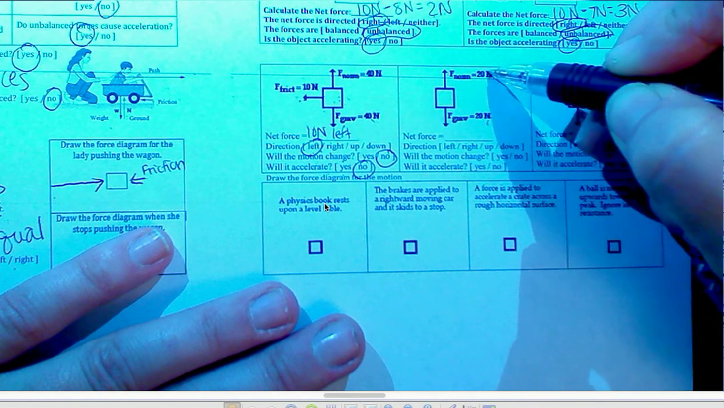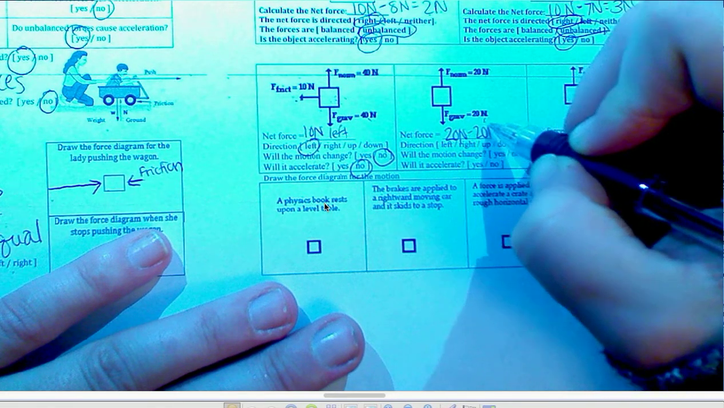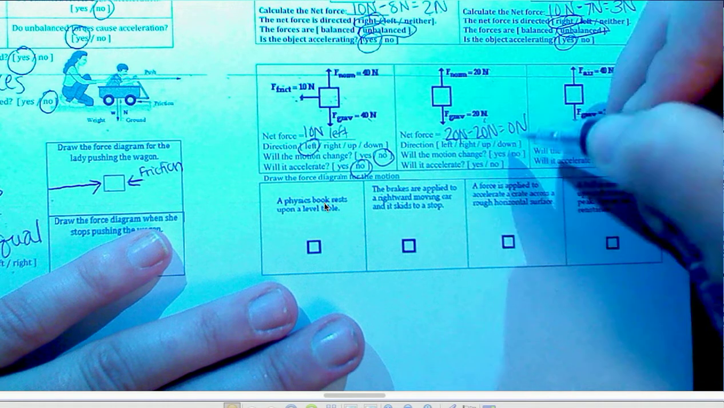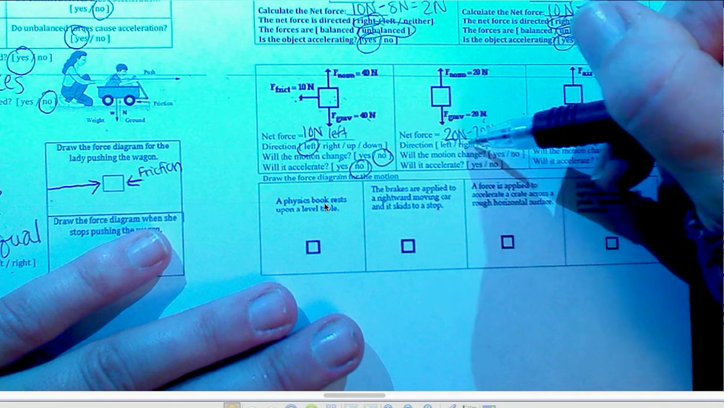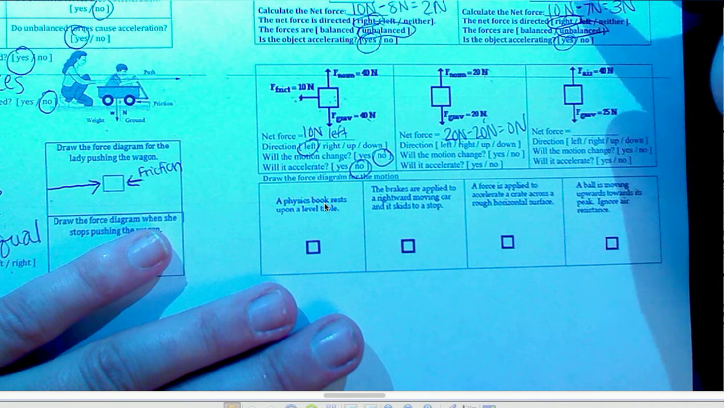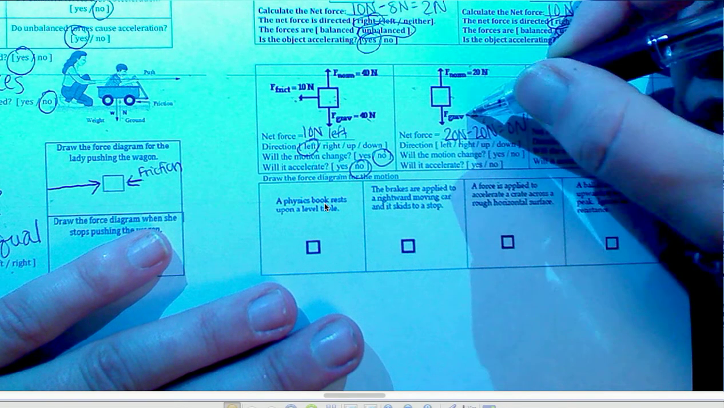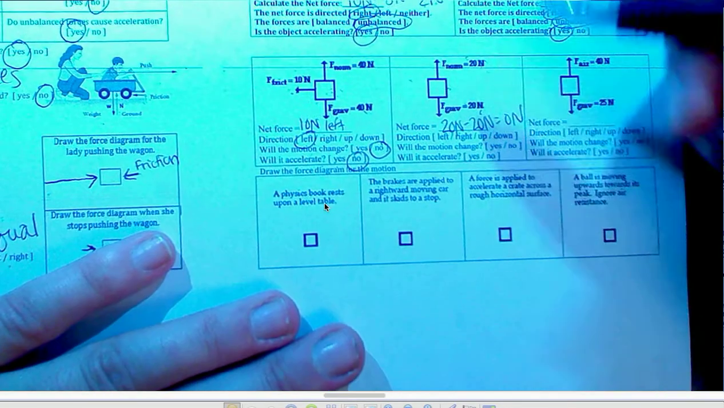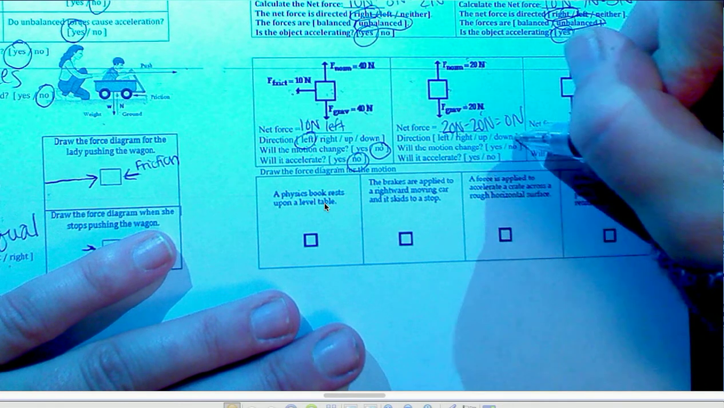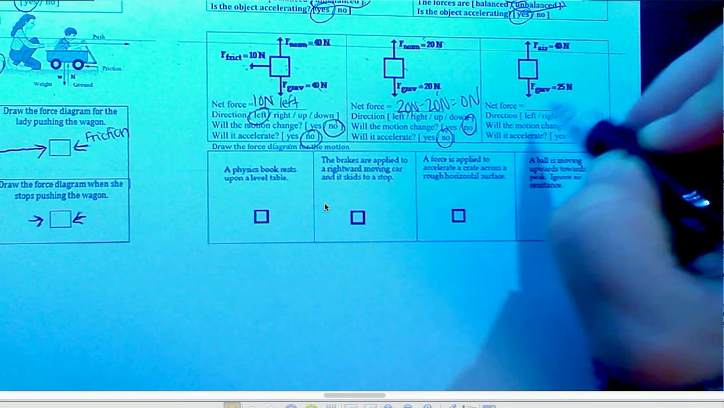Okay, here we don't have any forces going horizontally, only vertically. Our forces are moving, we have 20 and 20, and they're moving against each other, so we're going to subtract them, so we should get 0 newtons. Okay, so are we going to go left, right, up, or down? We're not going to go any of those because we have no force on either side here, and we just balanced out our force here. Will our motion change? No. Will we accelerate? No, because we're not changing our motion.